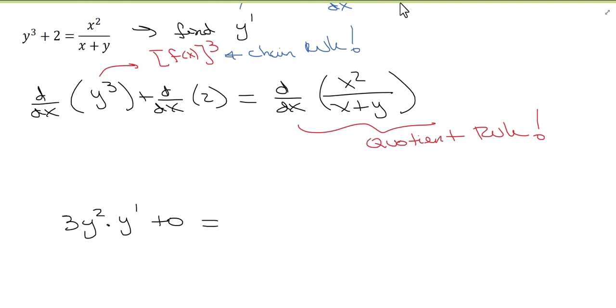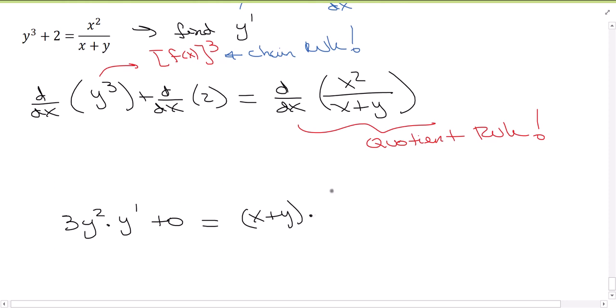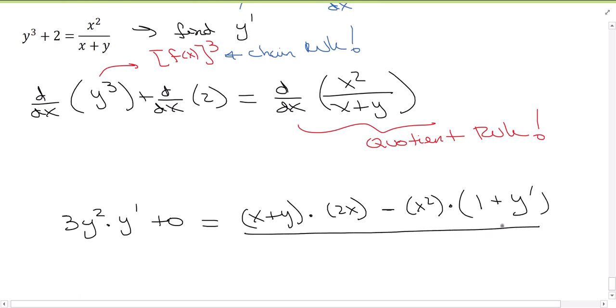So quotient rule says bottom, so x plus y, times the derivative of the top, so times 2x, minus, quotient rule, right? So minus the top, x squared, times the derivative of the bottom. So here the derivative of x with respect to x is 1, and the derivative of y with respect to x is dy/dx, or y prime, all over the bottom squared.